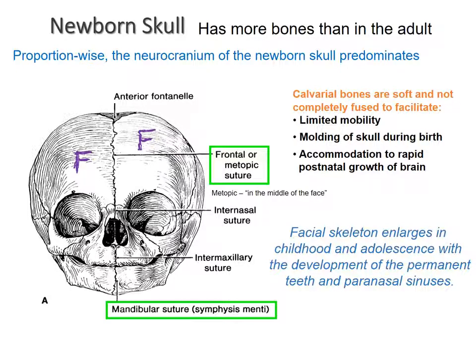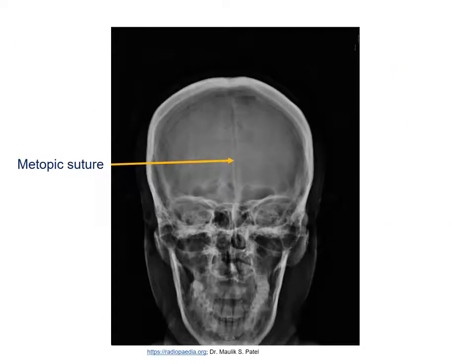Also, the mandible develops as right and left halves that fuse within the first year of life into a single bone. The line of fusion is the mandibular suture or symphysis menti. Shown here is a frontal radiograph of an adult having a persistent metopic suture that may be confused as a fracture line.